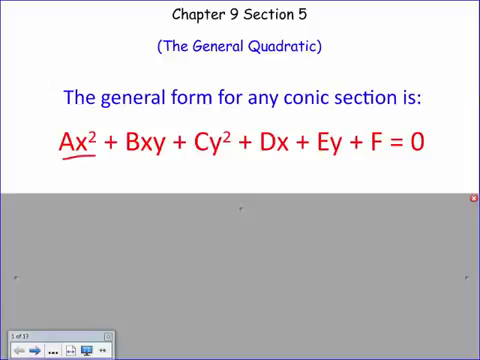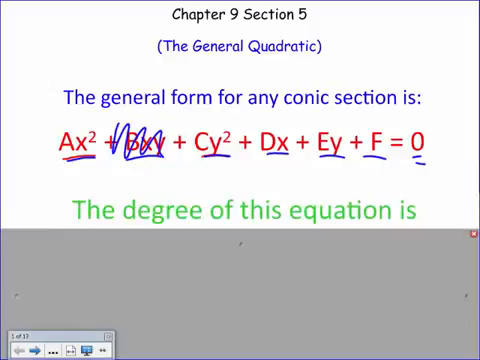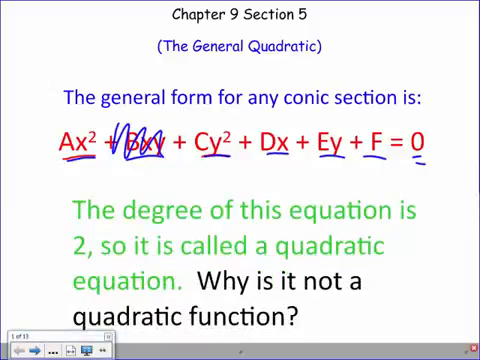We cover x squareds, y squareds. We cover x's, y's. We cover a constant. We also cover when x gets multiplied by y, but really, actually, we're not going to deal with this case, and I'll explain that in just a second. And then we set it equal to 0. That's our general form. And the degree of this equation is second degree, right?